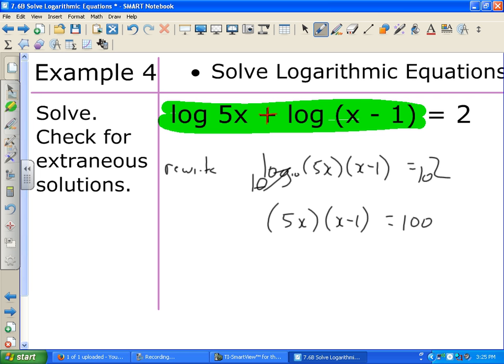That's the hardest part of really today. My original expression was log of 5x plus the log of parentheses x minus 1. The other day, we talked about how addition means multiplication. So I need to rewrite first before I introduce my base. So rewrite, then introduce base.